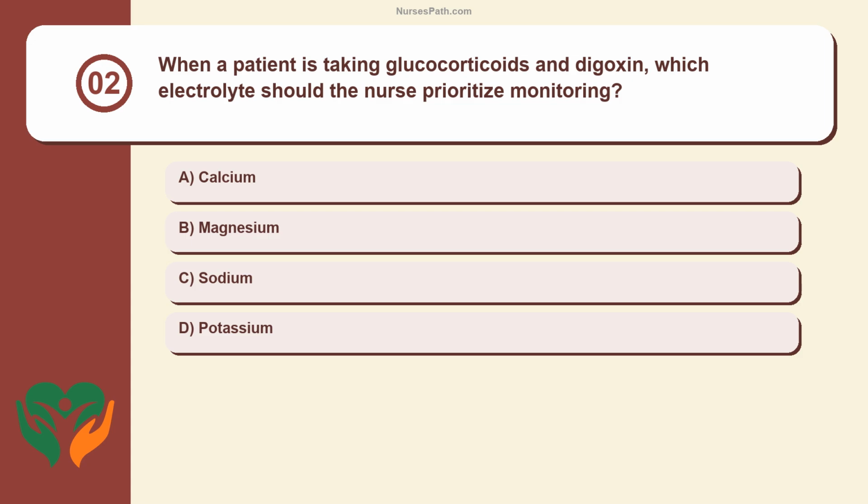Question 2. When a patient is taking glucocorticoids and digoxin, which electrolyte should the nurse prioritize monitoring? A. Calcium, B. Magnesium, C. Sodium, D. Potassium.